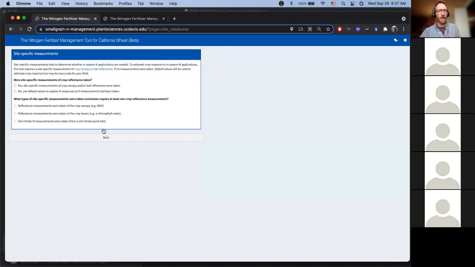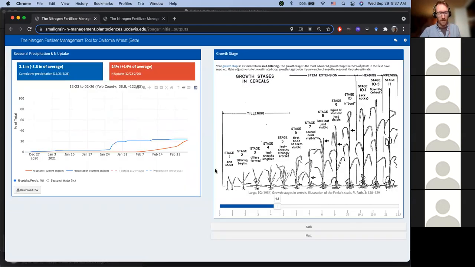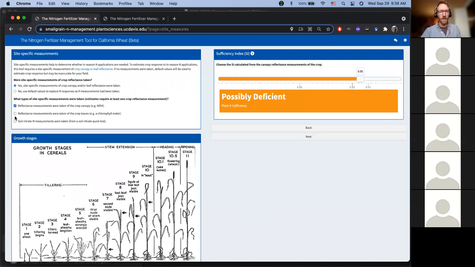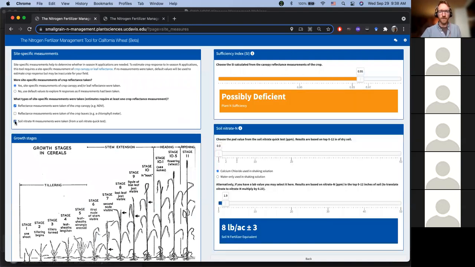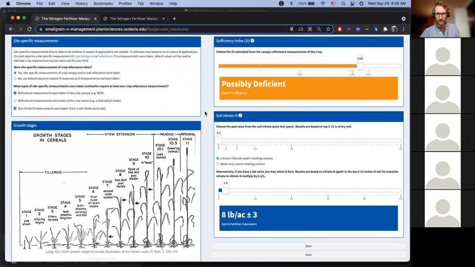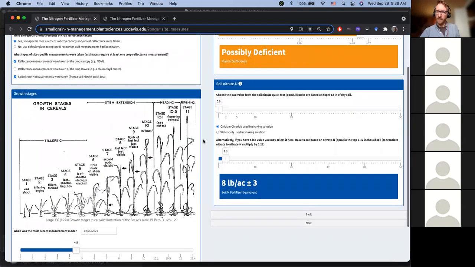All right, and then we talk about what specific measurements we have. Did we take crop reflectance? Yes, we went out there and got our NDVI values. We compared those canopies. What types of measurements were taken? Well, we got the reflectance, so we got that NDVI, and we also did our nitrate from the soil nitrate quick test. And so again, here's our growth stage.